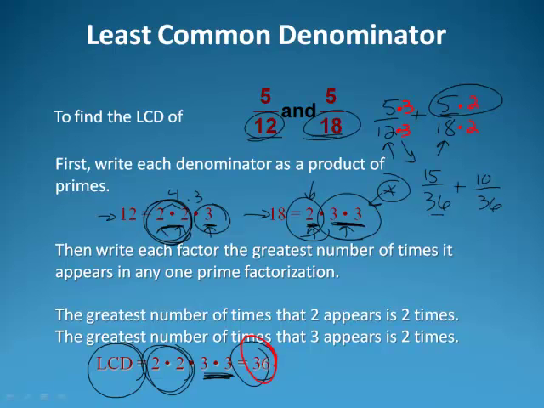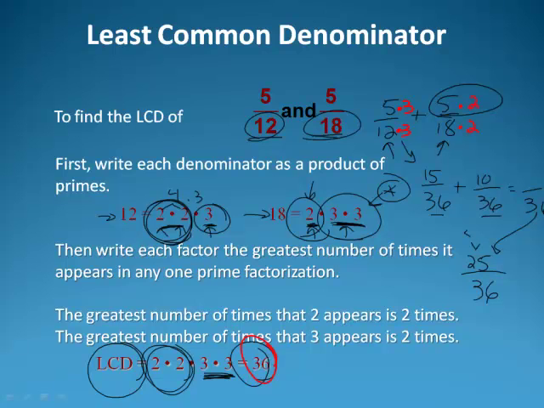We're now adding like fractions, so we know that our answer will be over that common denominator. Sorry, let's bring that down here. Common denominator. Do the math up top. 15 plus 10 is 25/36. And then you want to ask yourself, can I reduce that? Are there any common factors that might allow me to reduce that?